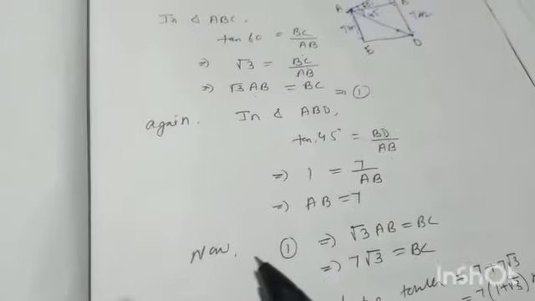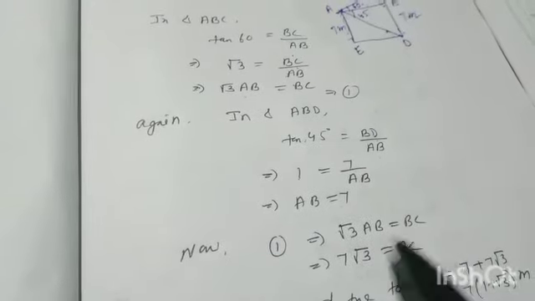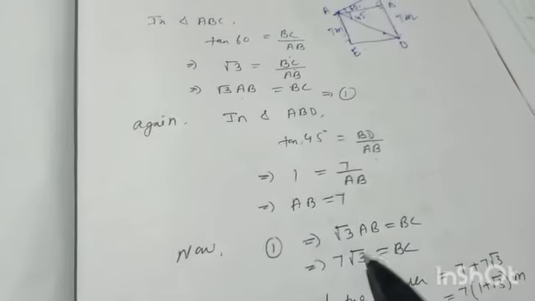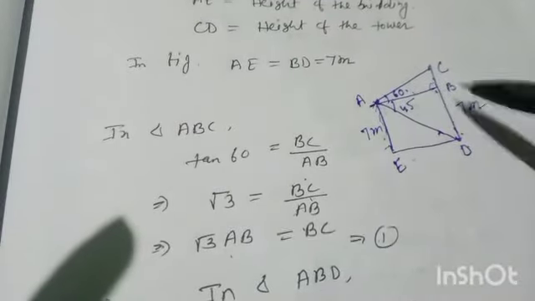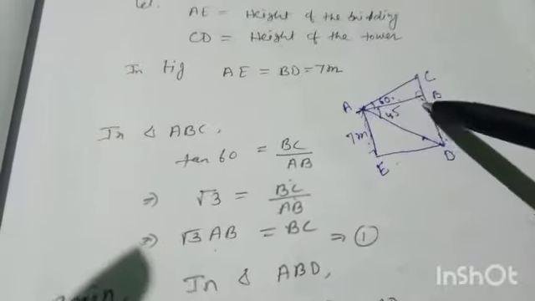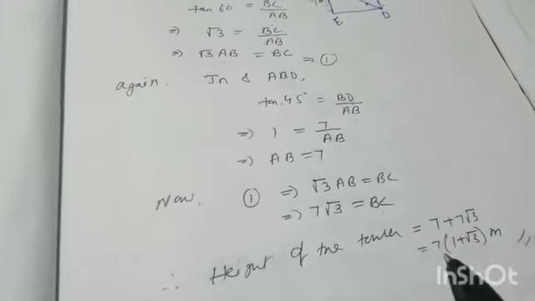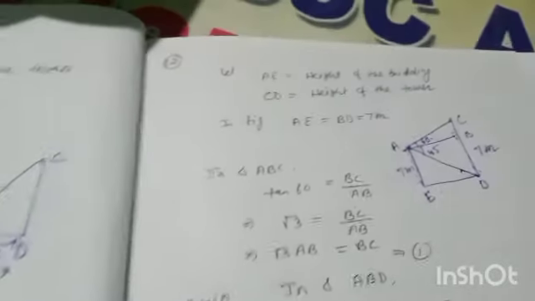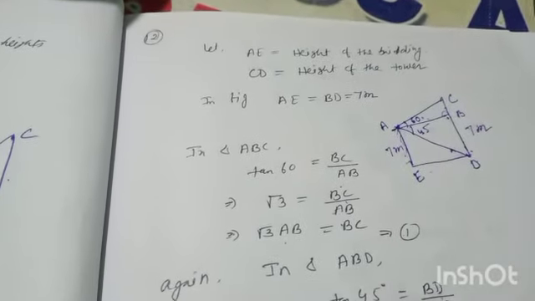So now number 1 implies root 3 AB equal to BC. In the place of AB, you put 7. So that will be 7 root 3 is equal to BC. Therefore, the height of the tower is what? CD. CD is equal to the tower. BD is 7 and BC is 7 root 3, just now you got. So 7 plus 7 root 3. 7 common, 7 times 1 plus root 3. Understood? This is also easy.